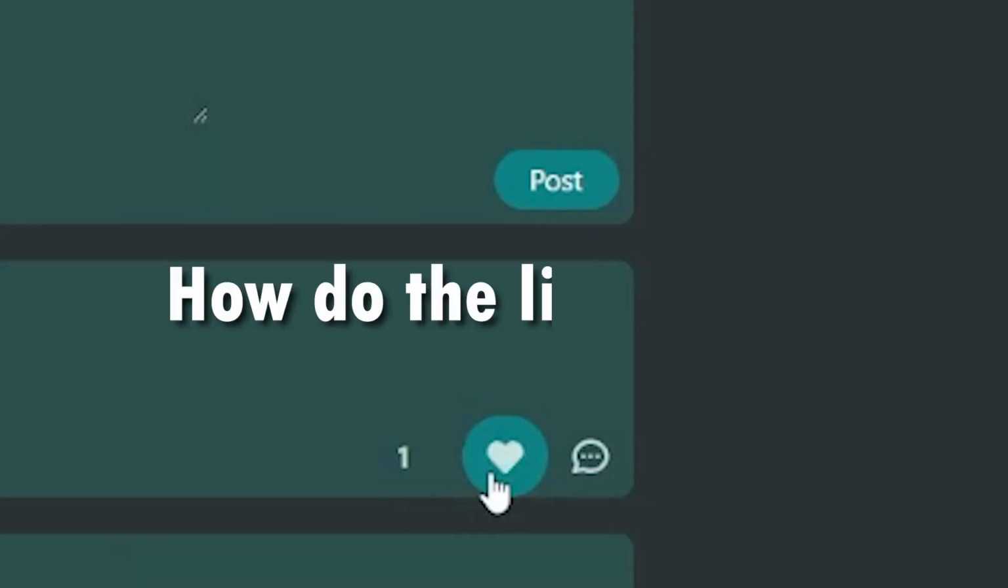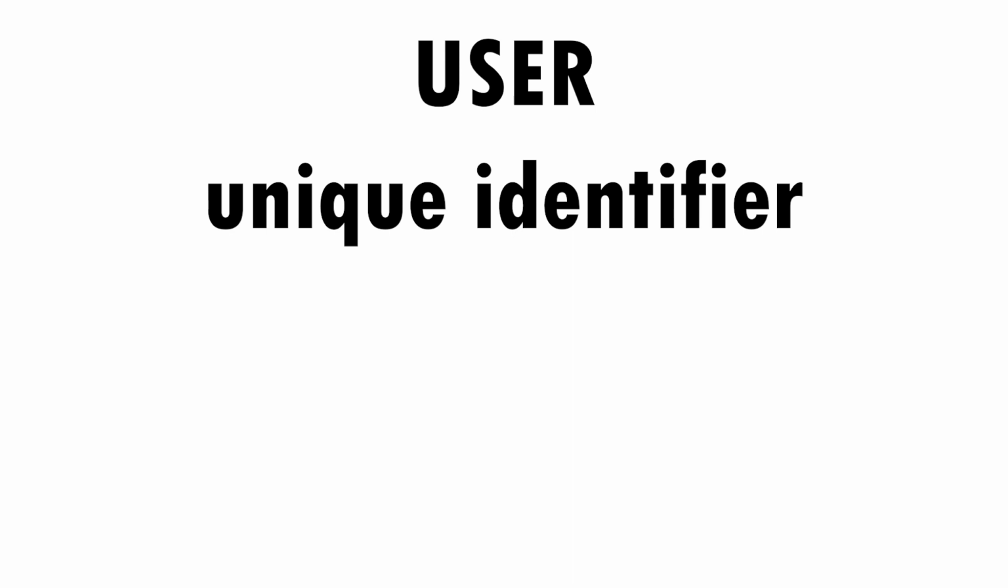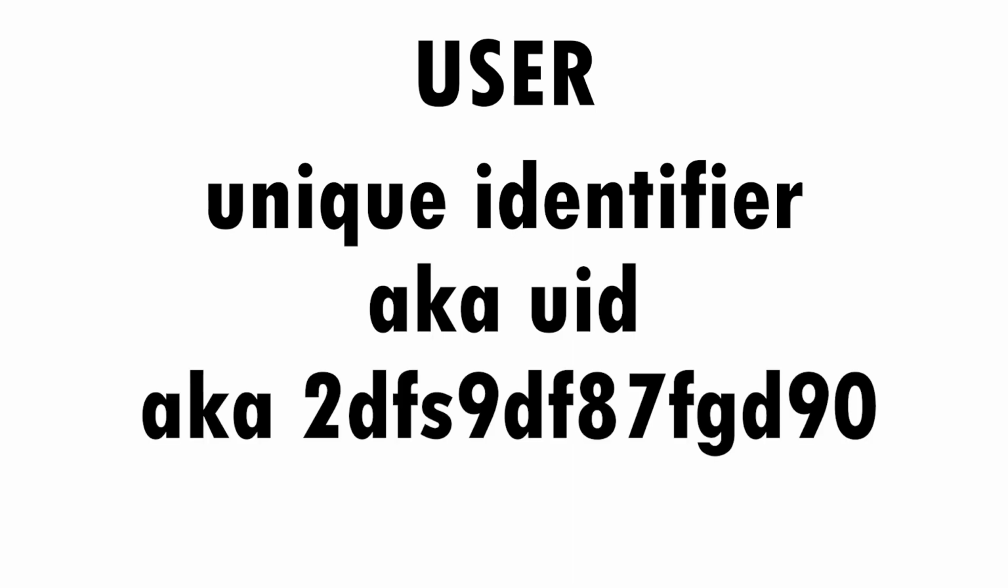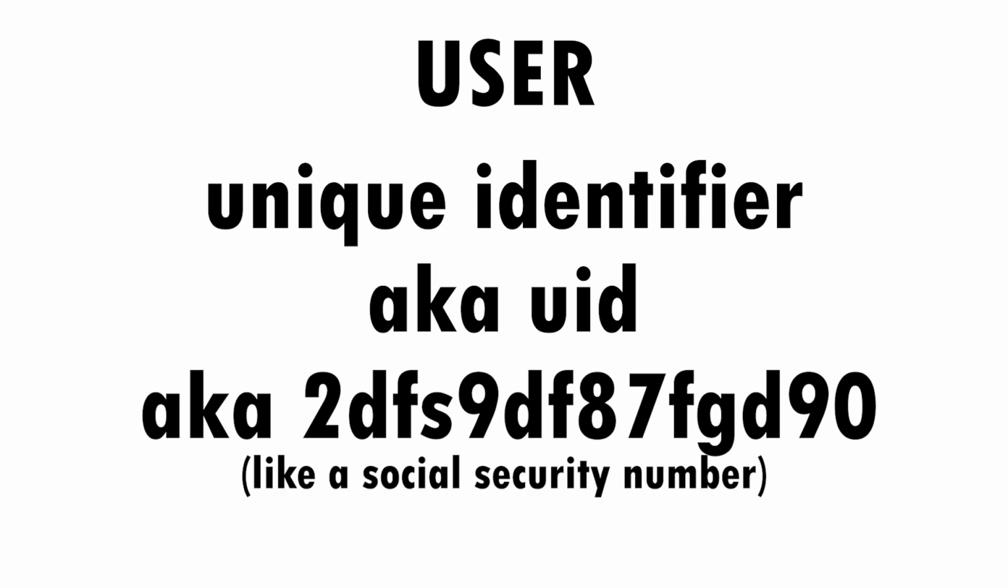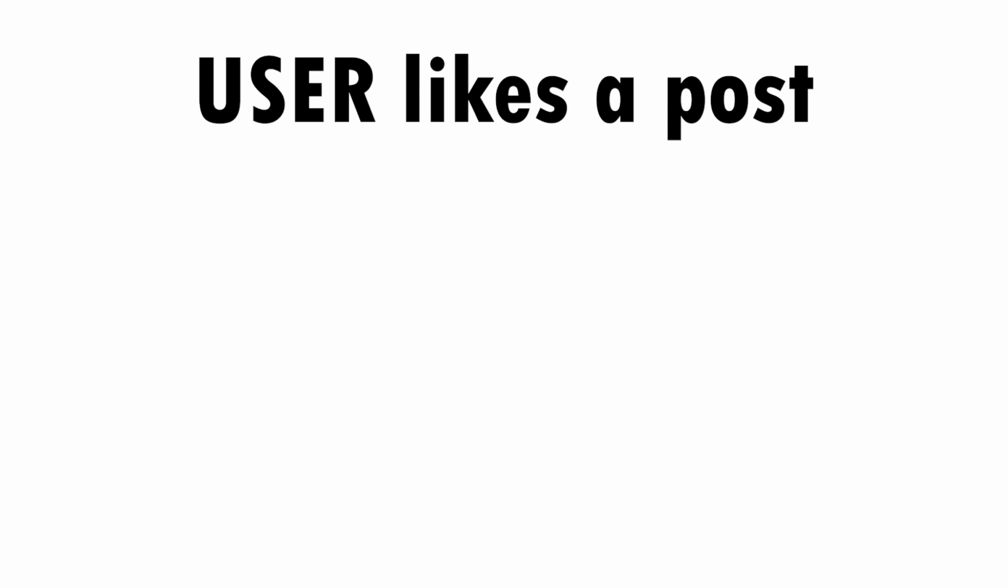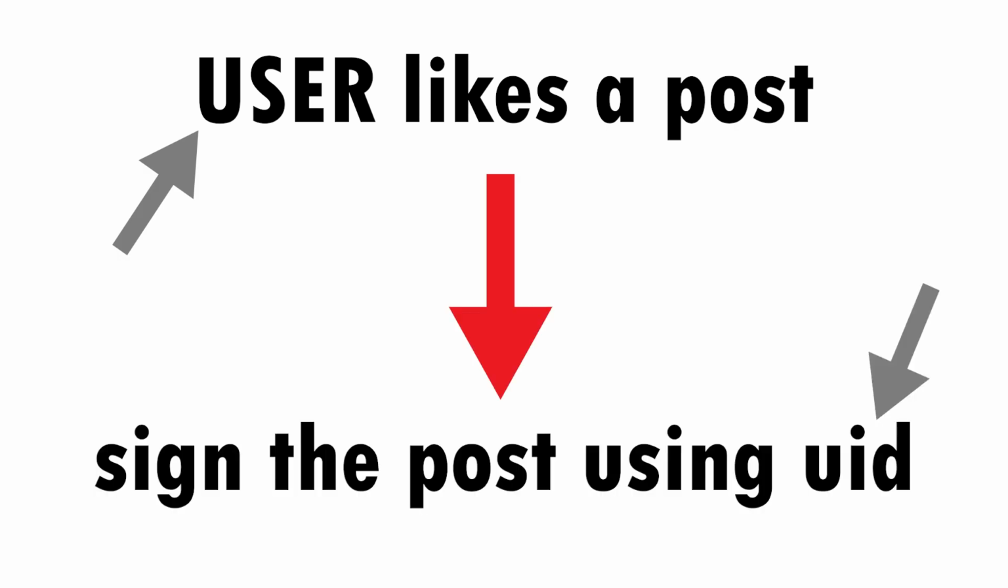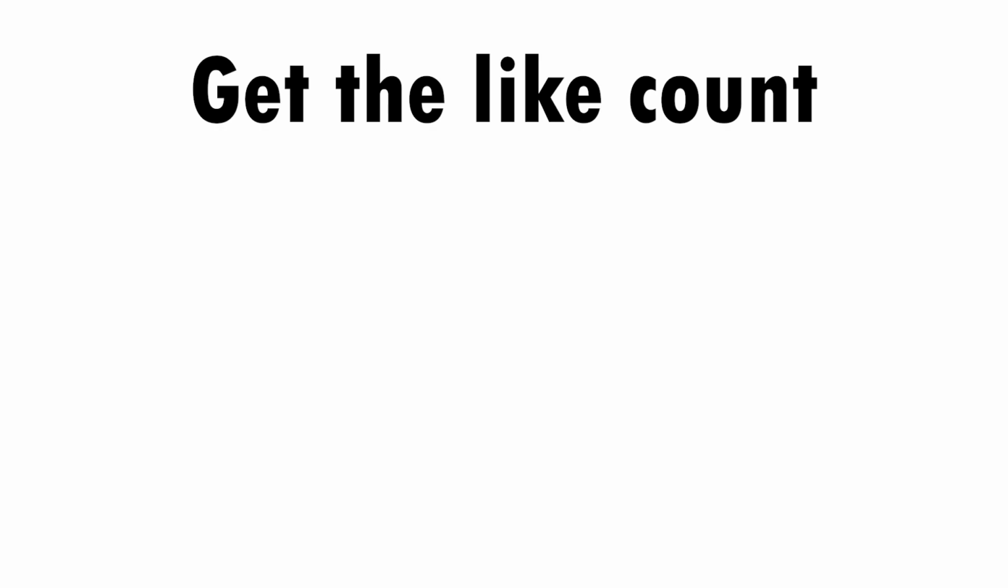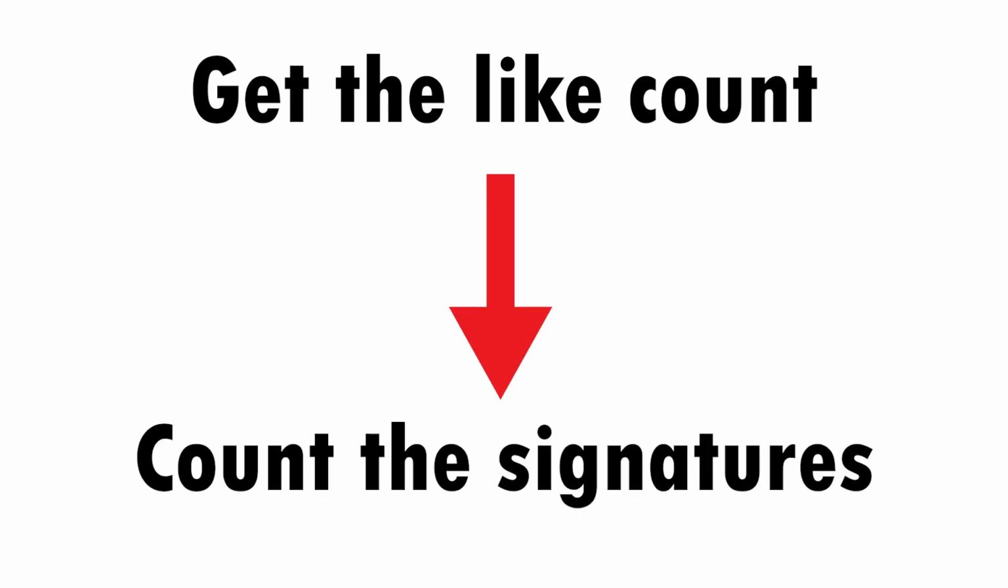Now, how do the likes work? Every user has its own unique identifier, aka UID, aka each user has a collection of a lot of letters and numbers in a unique order, like a social security number. When a user likes a post, that user's ID is used as a signature to register that this user has liked it. To get a like count on a post, we just simply count the signatures. And drumroll please. It's finished.